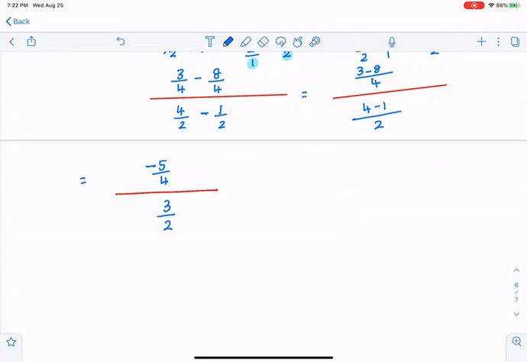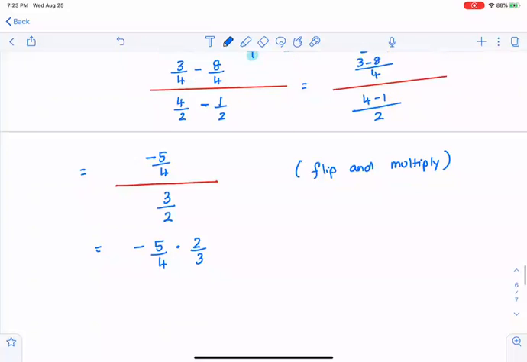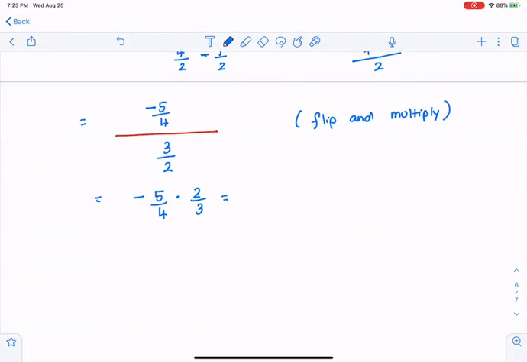We have a fraction divided by a fraction. So you take the numerator and you multiply it by the reciprocal of the denominator. This is something that you might have heard before as flip and multiply. So you flip the denominator and you multiply it to the numerator. If I flip 3 over 2, I get 2 over 3. So I'm multiplying the numerator, which is negative 5 over 4, by 2 over 3. So negative 5 times 2 is negative 10.